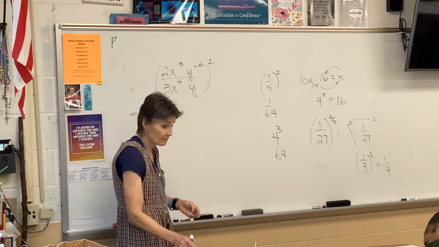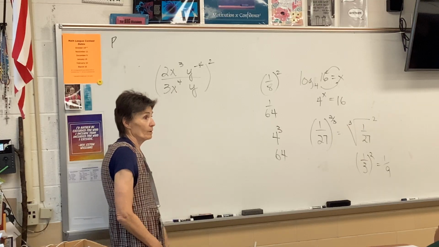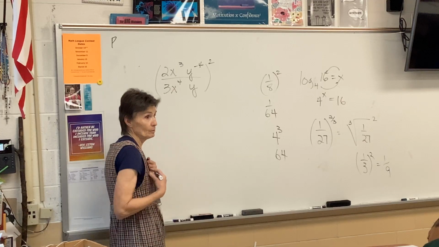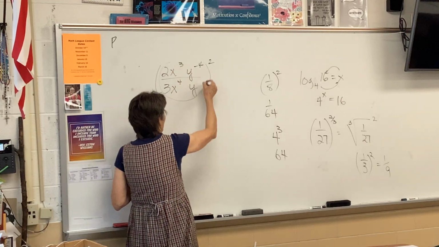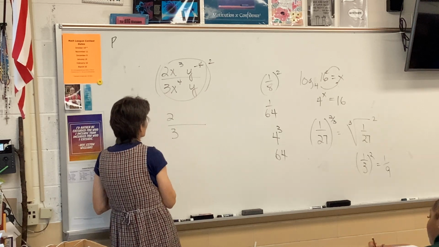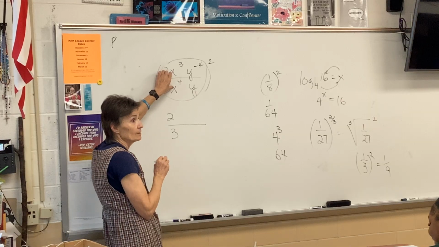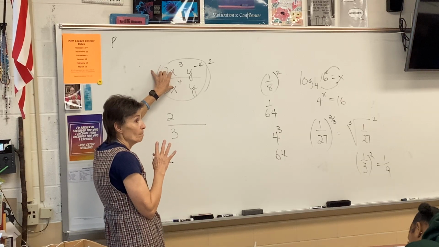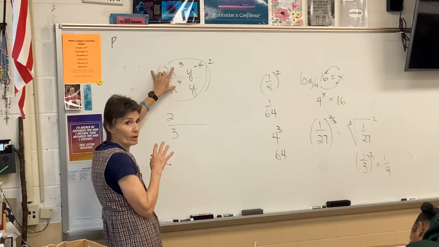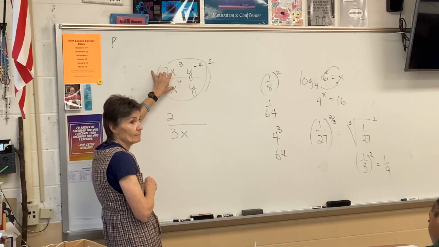We have to start cleaning this up. What do you want to do? Lots of options to start. What do you want to do first? So that's what I like to do. I like to clean this up first. So I got a 2 and a 3. Now, these guys don't move, but they do cancel. If I have 3 on the top and 4 on the bottom, I'm going to be left with 1 on the bottom, aren't I?